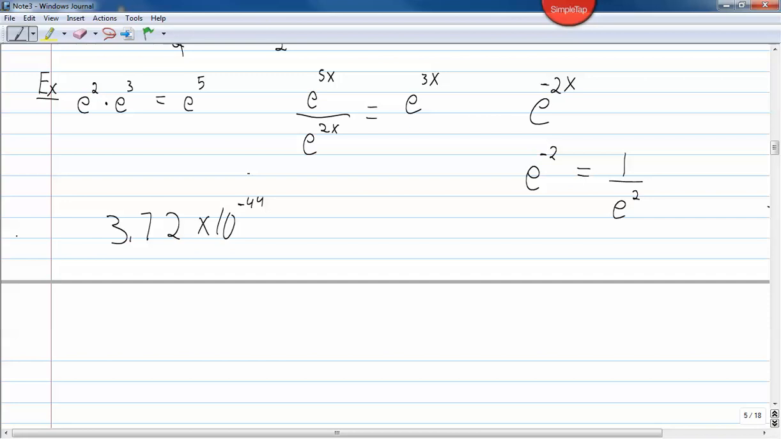And then e to the 100th is what? E to the 100? Yeah, try that one. That's 2.68 times 10 to the 43rd. Alright, so yeah, I'd have to go 43 places to the right. So that's pretty crazy.